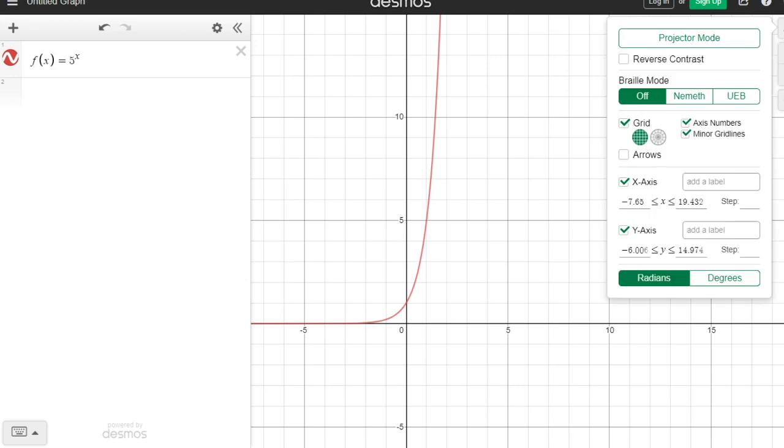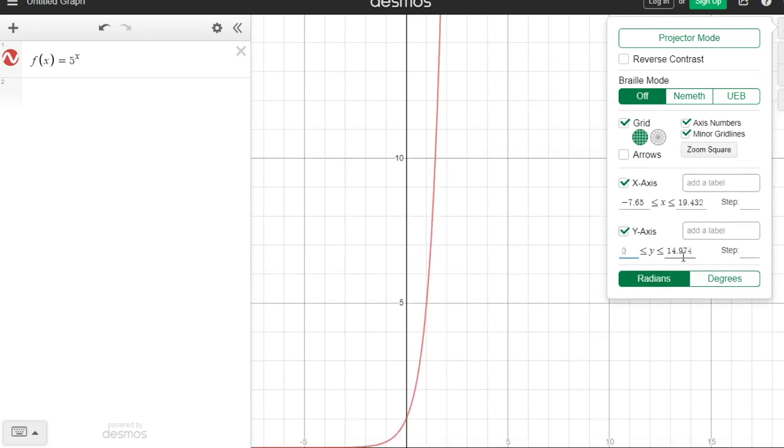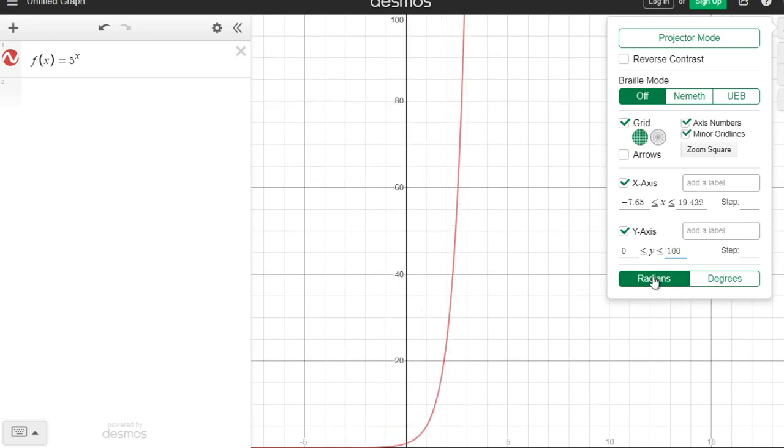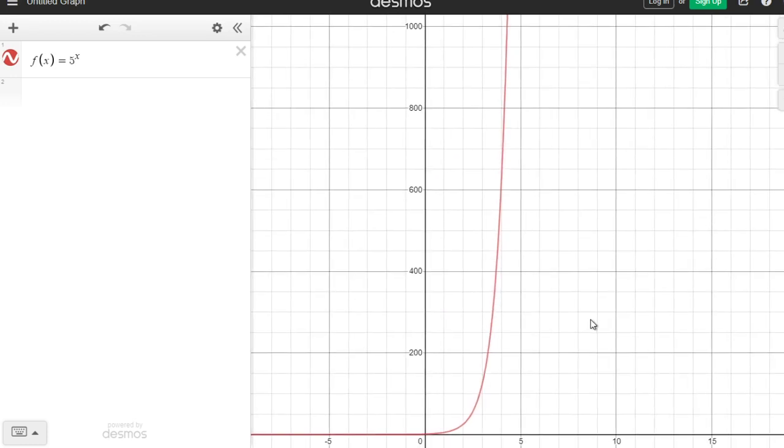So what I'm doing is going to the top, there's like a wrench, and I'm going to work on changing some of my layouts here. So let's see, I want y to be 1,000. And I'm going to take it out a notch so I can see just a little bit more. Okay, so there is the graph zoomed to where the y-axis goes up to my 1,000.